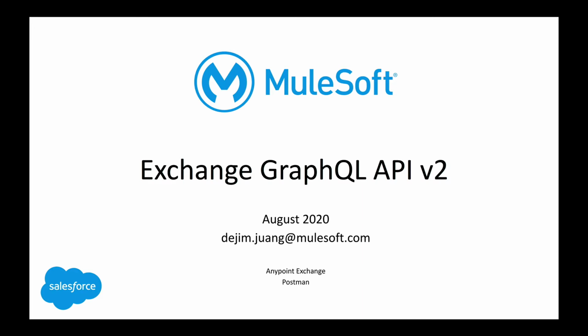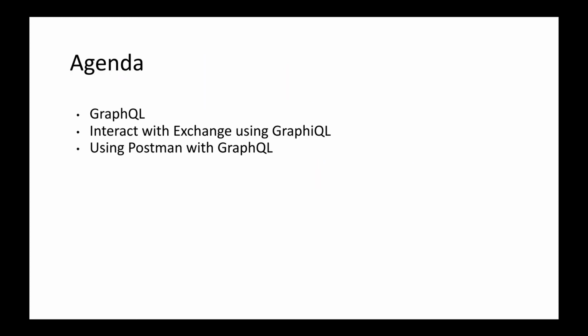Today's video topic is around Anypoint Exchange's GraphQL API. And this actually is around version 2, which isn't well documented yet, but it pretty much provides a lot of the same capabilities that you see within version 1 of the documentation. During this video today, I'm going to be leveraging Anypoint Exchange, of course, and I'm going to be using Postman to run some requests against the GraphQL API.